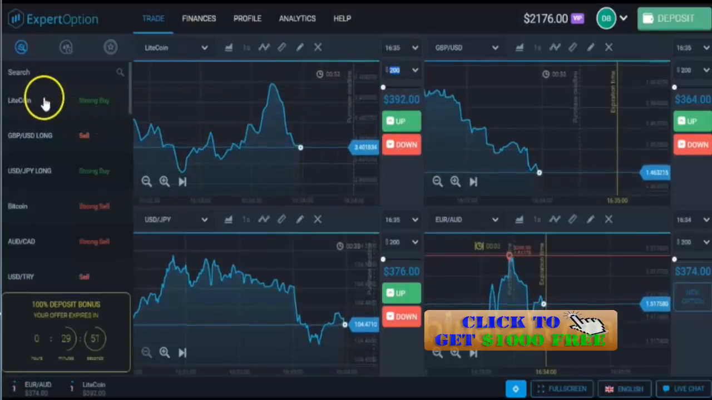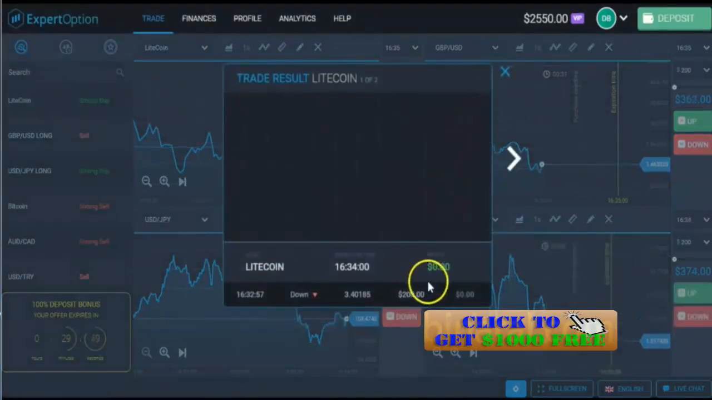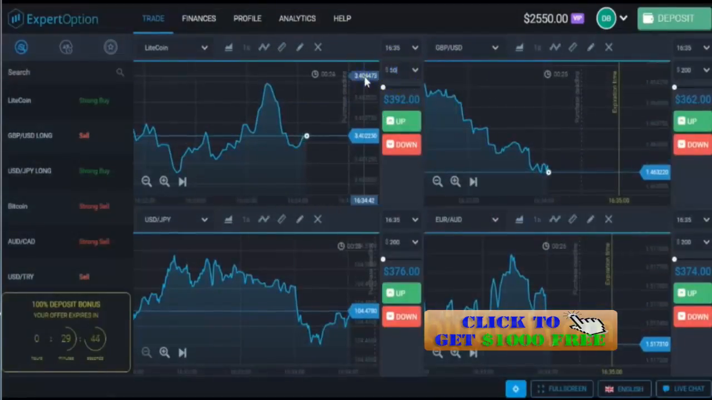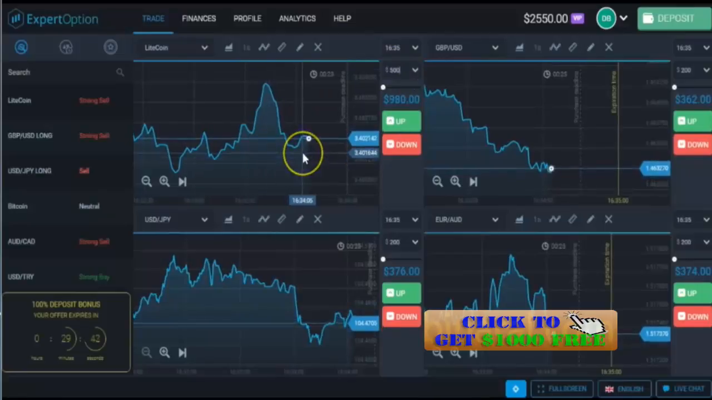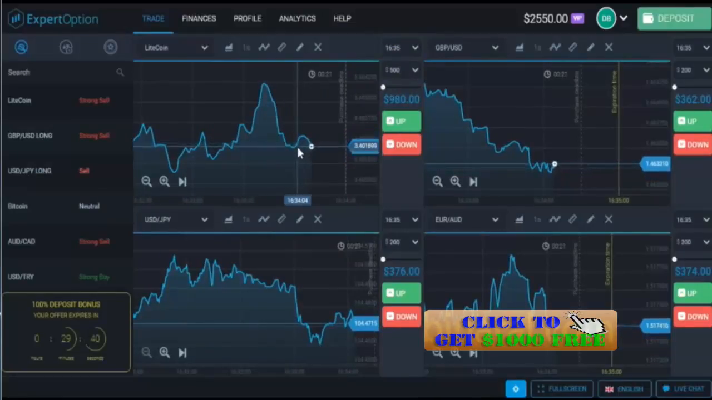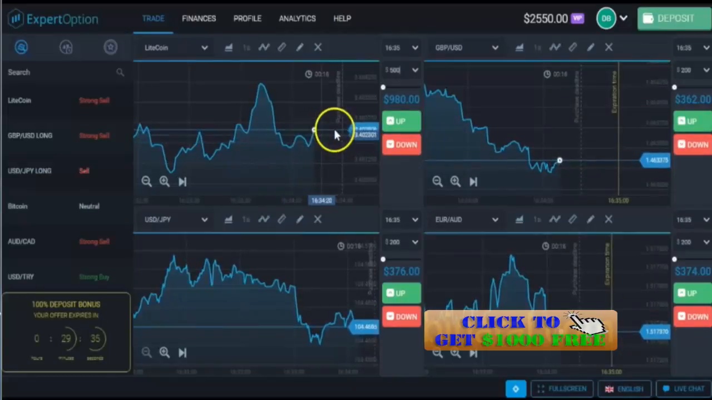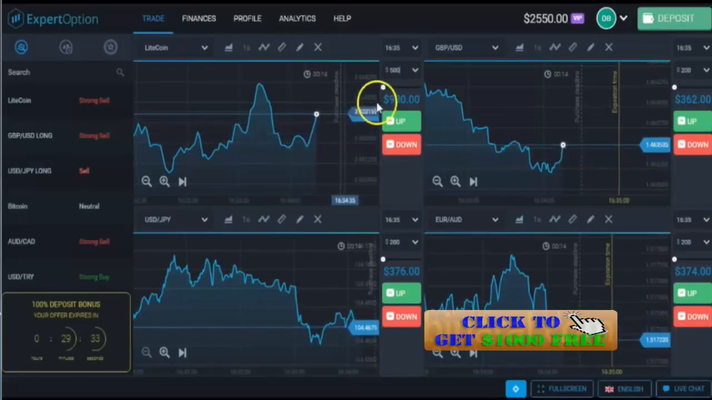here Litecoin, strong buy signal, right? So we lose this bet. So the next bet has to be 2.5 times bigger. It's the principle of the martingale trading system. So I think you've heard about it earlier, but I'm using it in my trading.